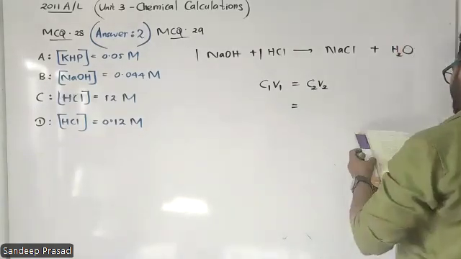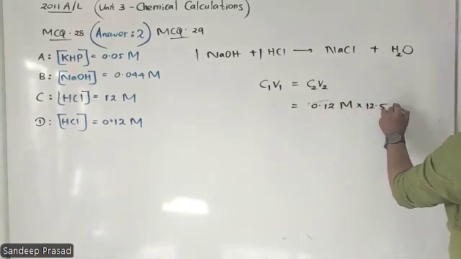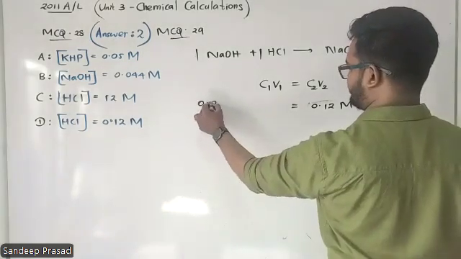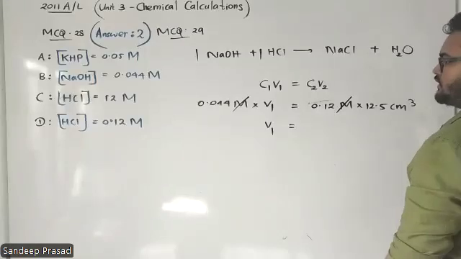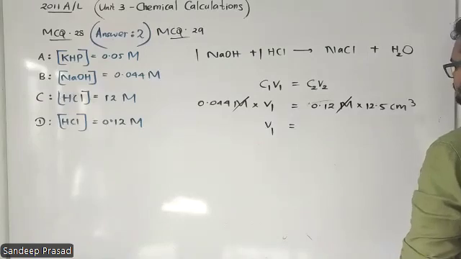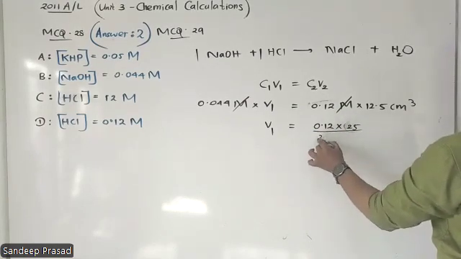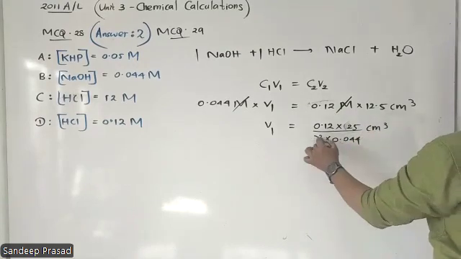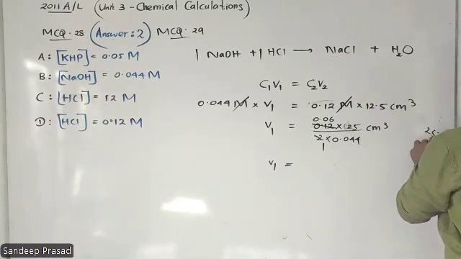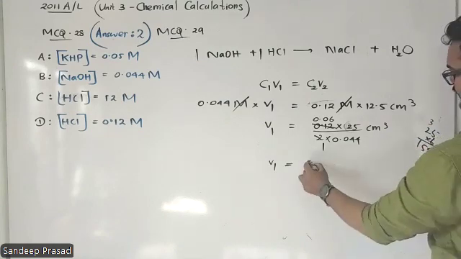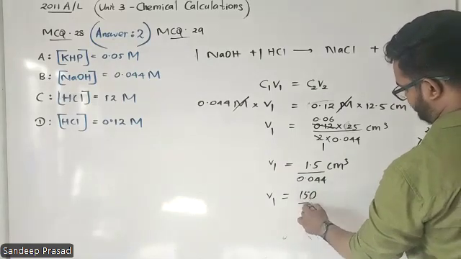Right? So from solution D, we are using 12.5 cubic centimeter volume. Molar concentration is 0.12. From solution B, 0.044 moles per cubic decimeter, volume is V. So V is equal to 12.5, that means 25 divided by 2, times 0.12. That is 150 divided by 4.4.